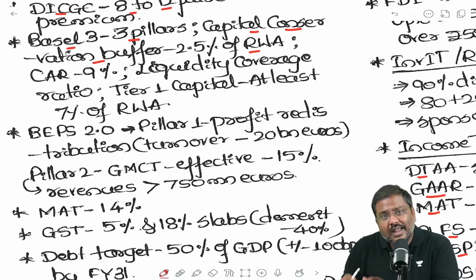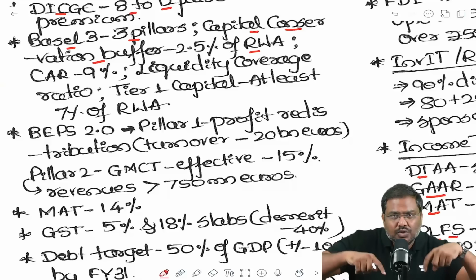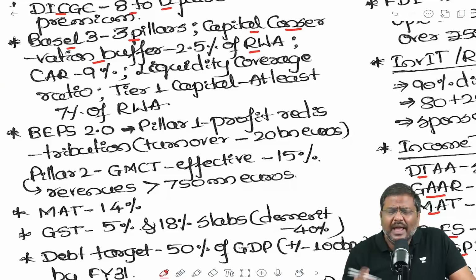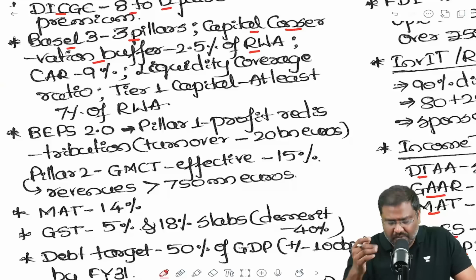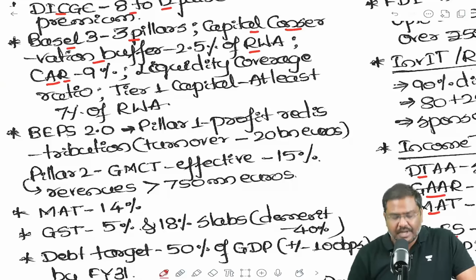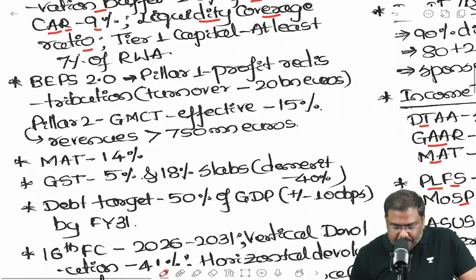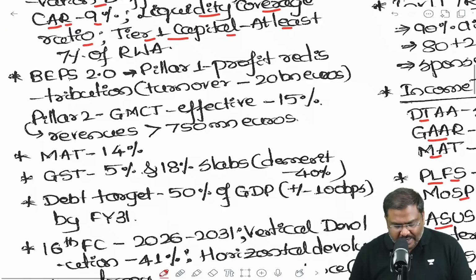In fact, very recently, RBI has announced that even though there is so much uncertainty, volatility, etc., RBI will not be activating the counter-cyclical capital buffer. It will not be activating that. Capital adequacy ratio is 9%. Liquidity coverage ratio of 100%. Tier 1 capital should be at least 7% of risk-weighted assets.